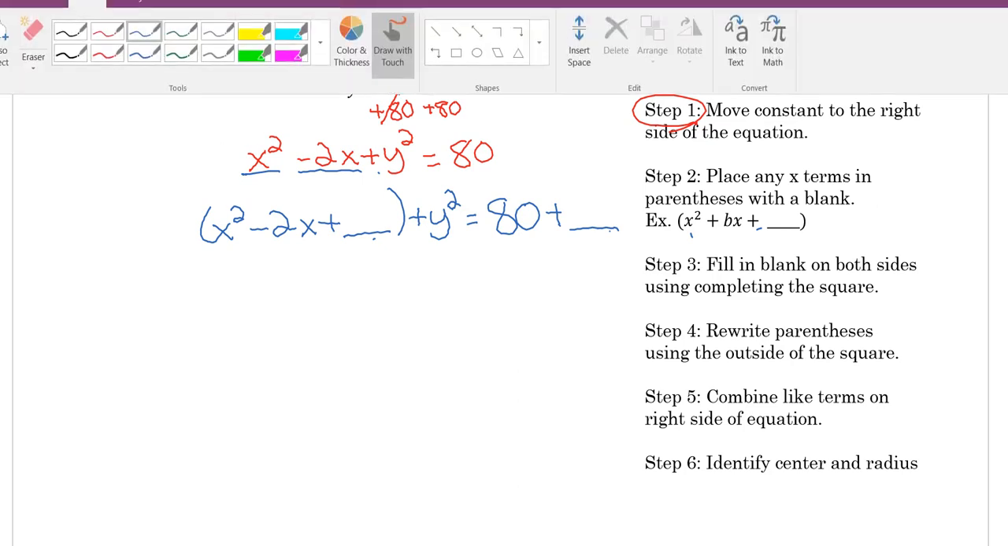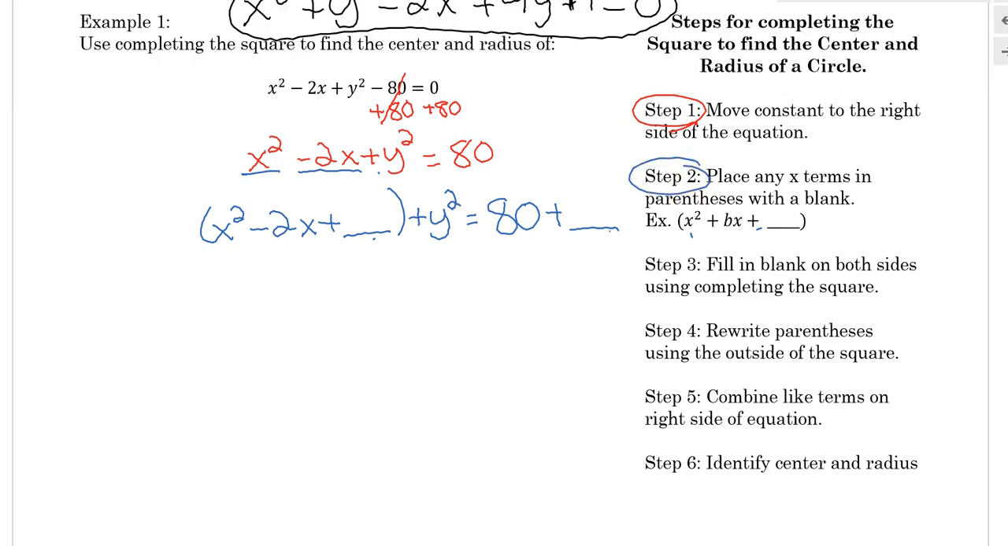Step 3. Oh, that was step 2. I'm circling it in the color it is. Step 3. Fill in the blank on both sides using completing the square. Okay, so that's where I'm going to draw my square.